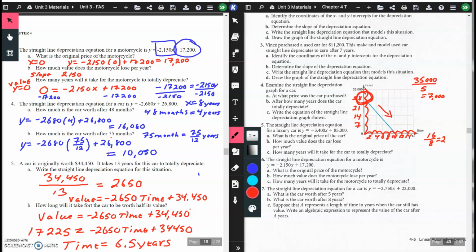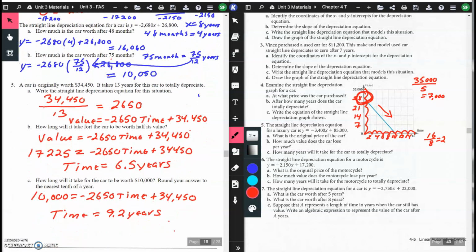gives you a value of 16,080. And then after 75 months, well, 75 doesn't work out nicely, so we're going to leave it as a fraction, 75 over 12, since there are 12 months in a year. That goes in for x right here. So negative 2680 times the fraction 75 over 12 plus 26,800 gives you a value of 10,050.